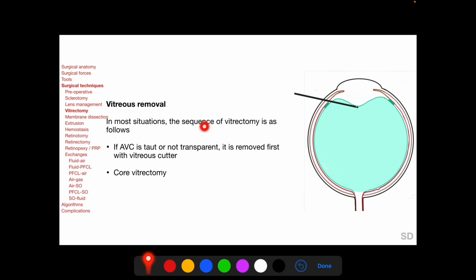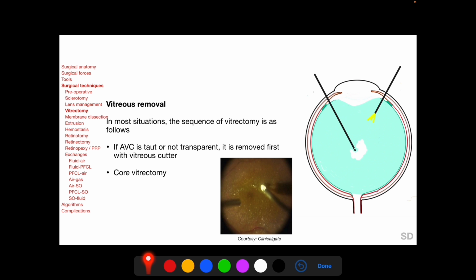The sequence during vitrectomy in most situations is as follows. First, the anterior vitreous cortex is removed if required, followed by core vitrectomy, then removal of the posterior vitreous cortex, and finally peripheral vitreous base shaving. So if anterior vitreous cortex is taut or not transparent, it is removed first with vitreous cutter, as shown here in this diagram. This is typically followed by core vitrectomy, as shown here in this diagram and in this photograph.